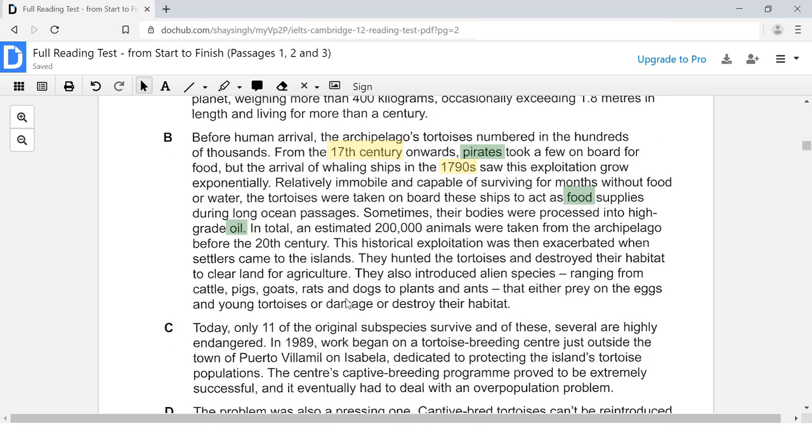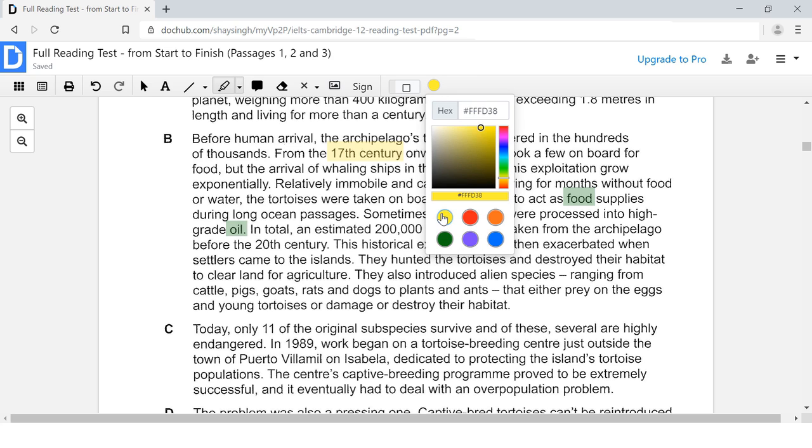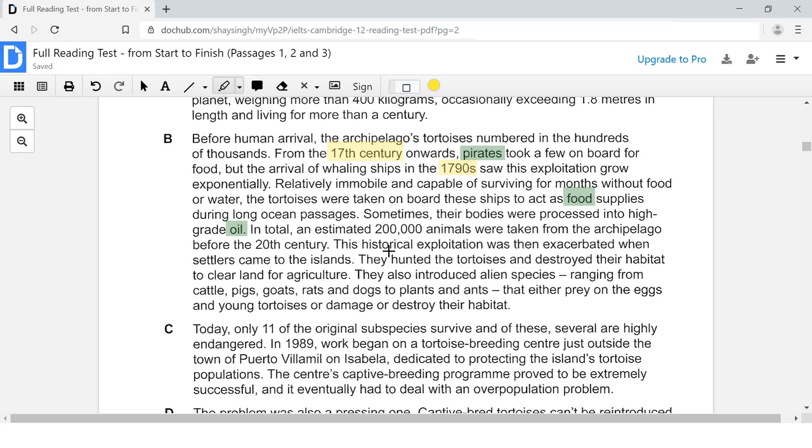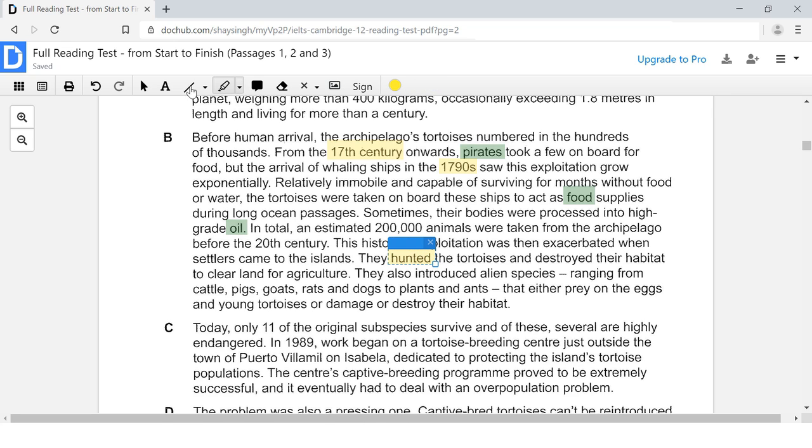Okay, let's move on to question number 11. We want to find out who was hunting the tortoises. So let's look for that language, something related to hunting. It says exploitation over here. That could be some sort of synonym language, but not exactly. Okay, over here I see hunted. So that is going to be my main keyword. Hunted. Let's find out who was hunting the tortoises.